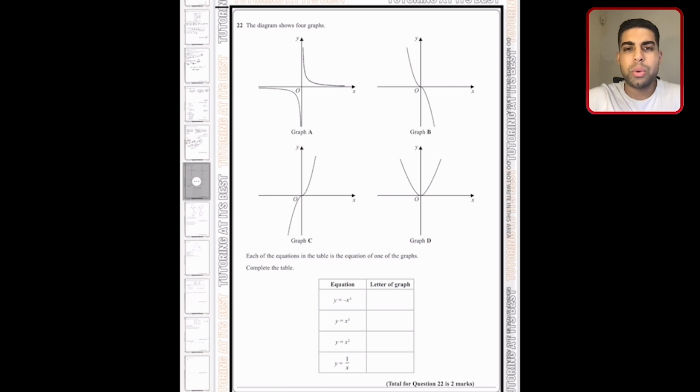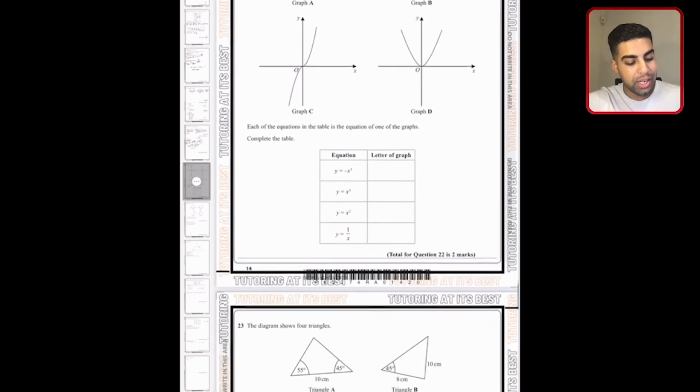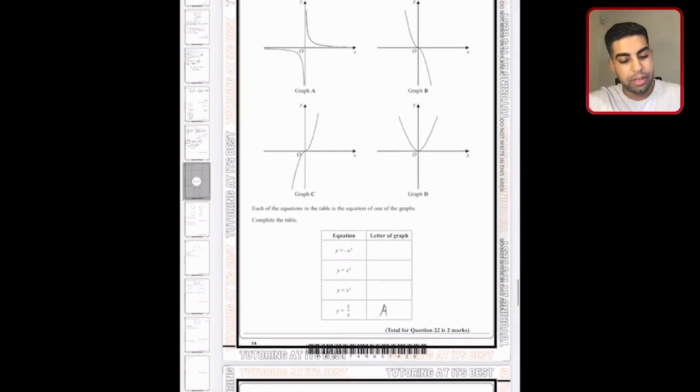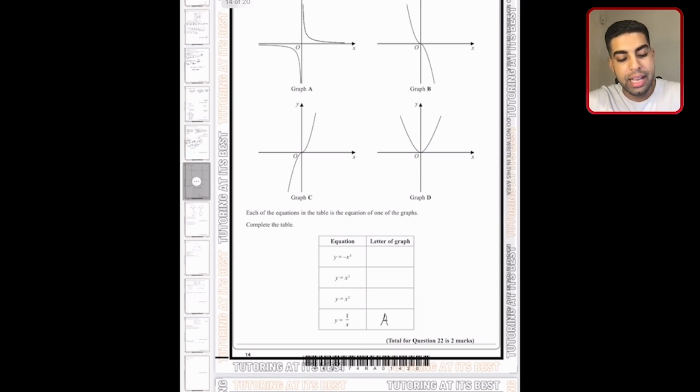So let's take our first one, graph A. Well, this graph looks as if it's inversely proportional. And for that reason, for those who have practiced this topic, inversely proportional always tends to mean that we have a fraction. So looking at the table here, we know that the last one, y equals 1/x, would be our A. Because for whatever value we have as our x, it's going to be inversely proportional.